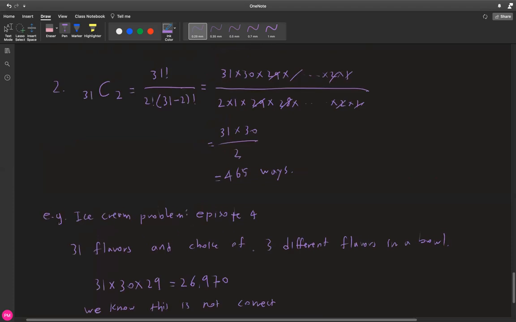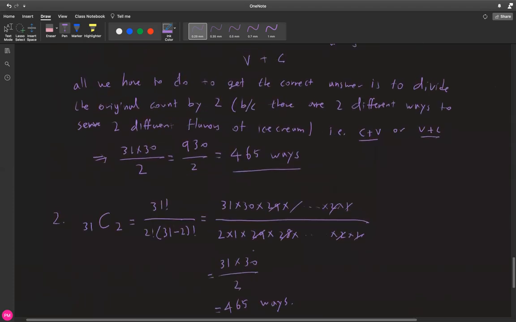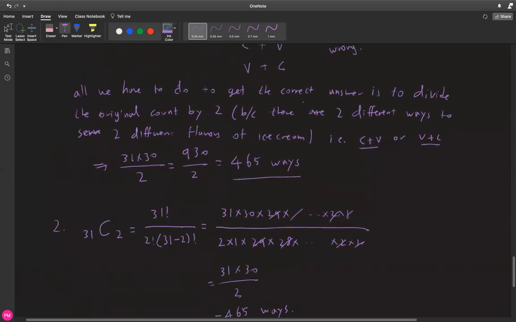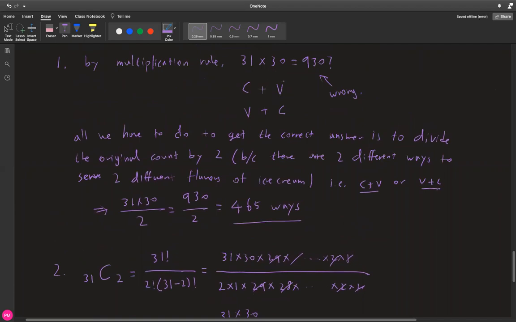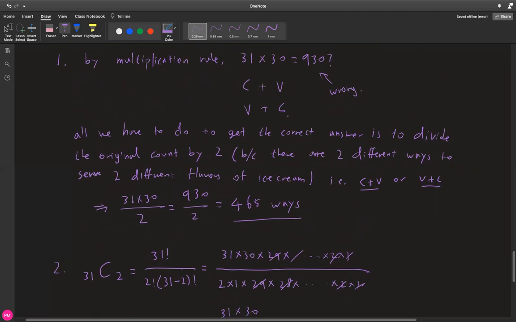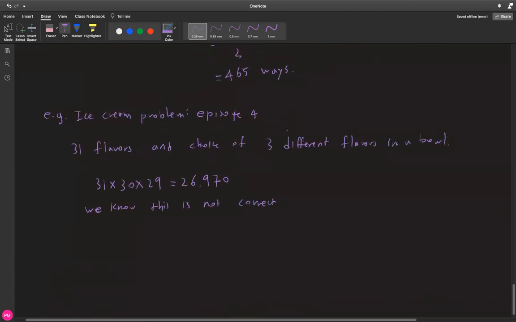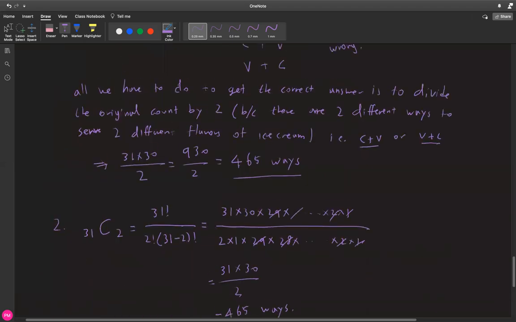Because in the previous example with episode 3, we learned that this number does take care of the order, but in this case, the order does not matter. So this actually includes all different combinations, but with the same flavors as well. So how would we eliminate it? In the previous problem, we simply divided by 2.